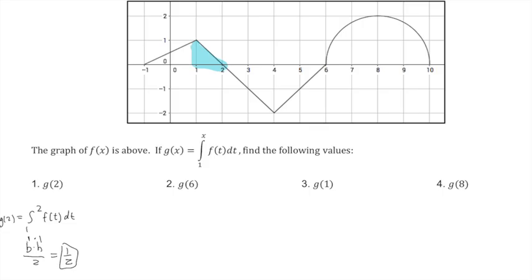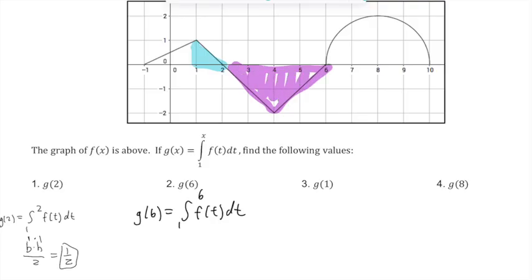Question 2, we're going of g of 6. So if we're going from 1 to 6, we're going to take this area and subtract it from the area that is below the x-axis here in purple. Now, from question 1, we already have the 1/2 area. And again, I'm going to put from number 1, that one. And now we're going to subtract the other triangle that is from 2 to 6.